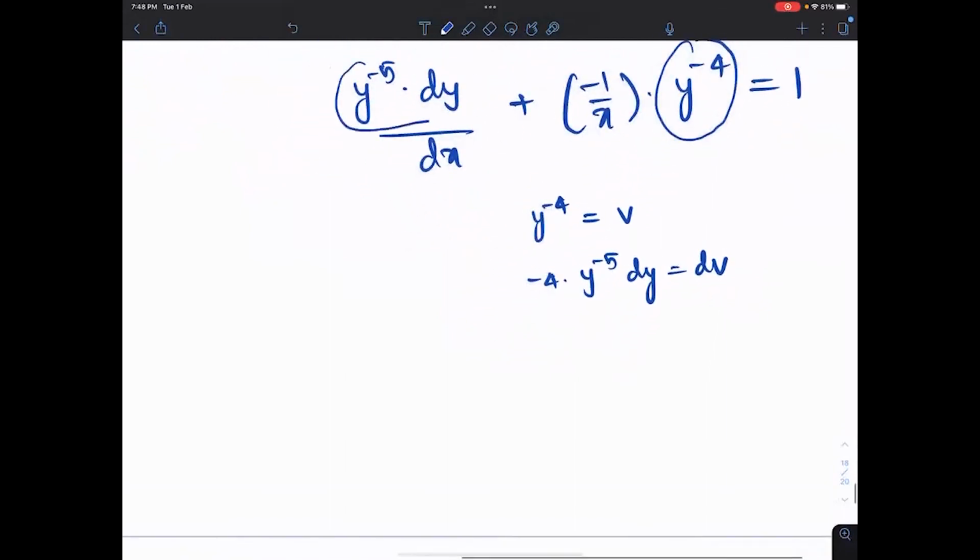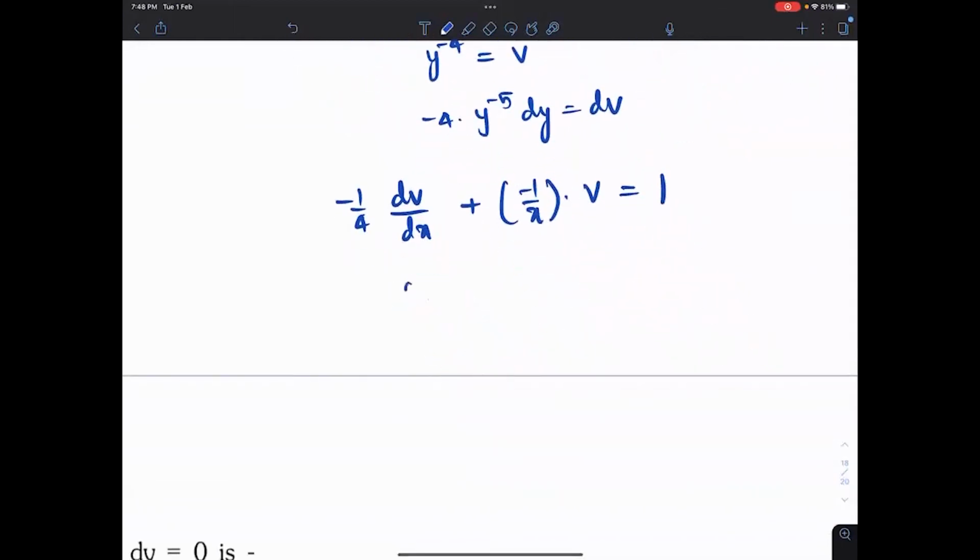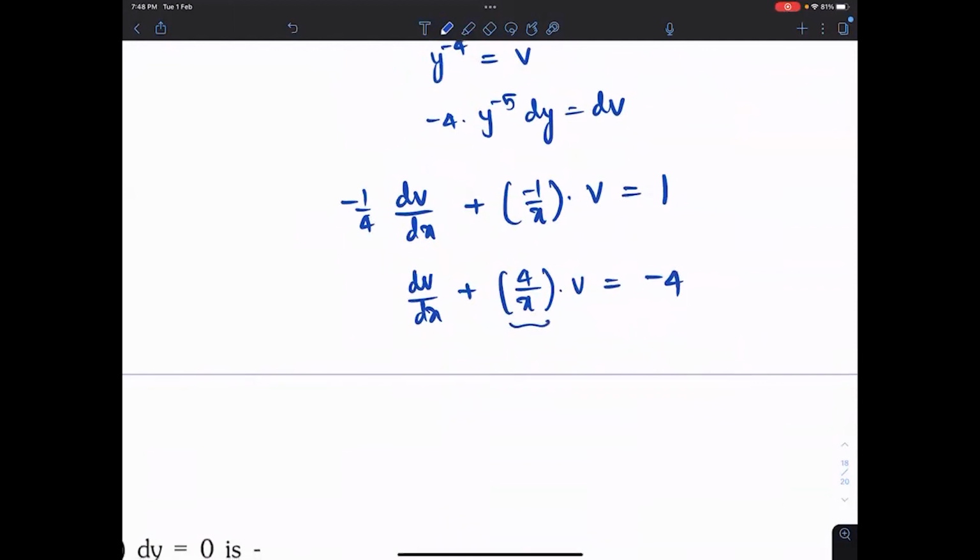So replace this. You write it as minus 1 by 4 times dv by dx plus minus 1 by x times v is equal to 1. Now this became an LDE. Just multiply with minus 4: dv by dx plus 4 by x into v is equal to minus 4. Now this is an LDE, and you can solve it.